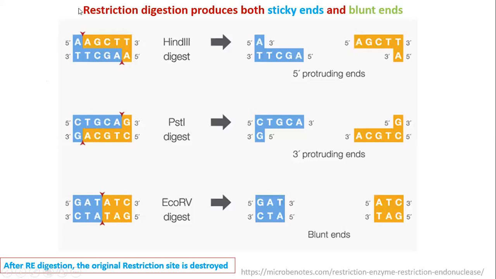Also, when you do a restriction digestion, specific to the restriction enzyme, you may get sticky ends or you may get blunt ends. Sticky ends are nothing but 5 prime protruding ends. When you cut with a specific enzyme digest, it will give 2 hanging regions, sticky ends, protruding ends. They are 5 prime regions protruding, while the 3 prime has been cut.